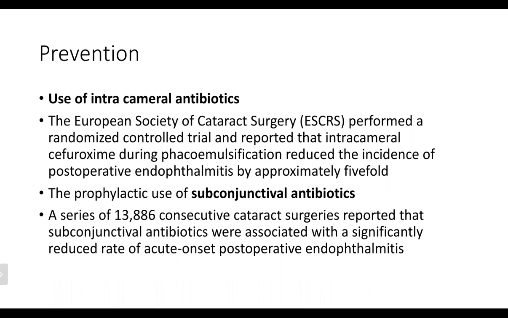However, this is not used by all authorities. Some studies showed no benefit from it, so it's not practiced everywhere. Then prophylactic use of subconjunctival antibiotics too is also controversial. Some studies showed benefits, some did not.